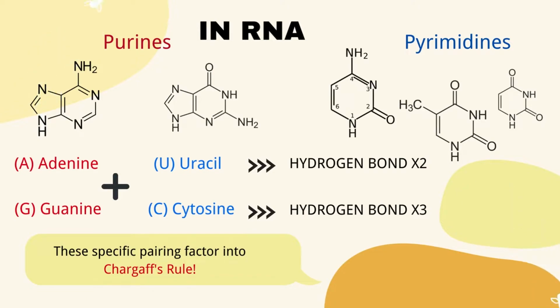Since hydrogen bonds are not as strong as covalent bonds, base pairing can easily be separated, allowing for replication and transcription. This specific pairing factors into Chargaff's rule: the number of adenine in a nucleic acid molecule will always be equal to the number of thymine. The same goes for guanine and cytosine. That's all for the pairing and the preliminaries.